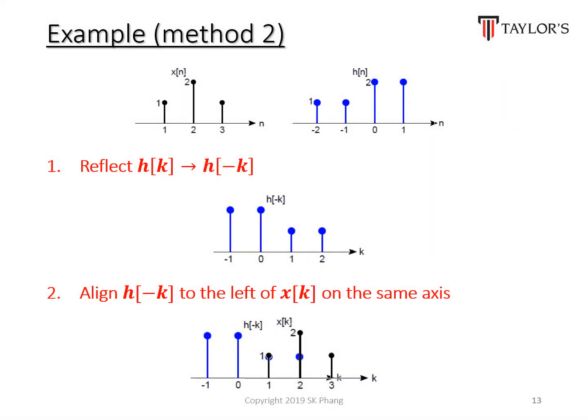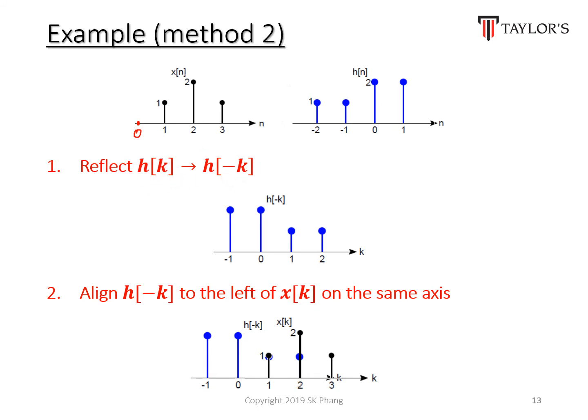So now, let us take the same examples again. In these examples, you know that xn is at 0, 1, 2, 1, while hn is at 1, 1, 2, 2. So for the first step in method 2, or the graphical method, you need to reflect your hk to become h minus k. So how do you do that?